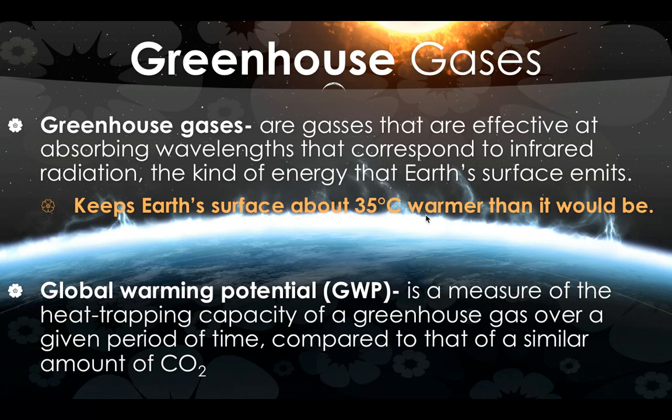So we're going to look at global warming potential, GWP. It's a measure of the heat trapping capacity of a greenhouse gas over a given period of time compared to that of a similar amount of CO2. So there's different kinds of greenhouse gases, and some of them are better at trapping and absorbing that heat energy than others.